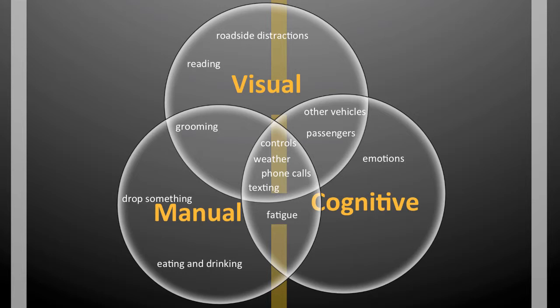As you can see, some items are multiple types of distractions. For example, phone calls and texting are visual distractions because you're looking at the phone. They're manual distractions because you're required to use your hands to dial the phone or to type the text message. And they're cognitive distractions because you are thinking about the conversation or thinking about what information to send in that text.